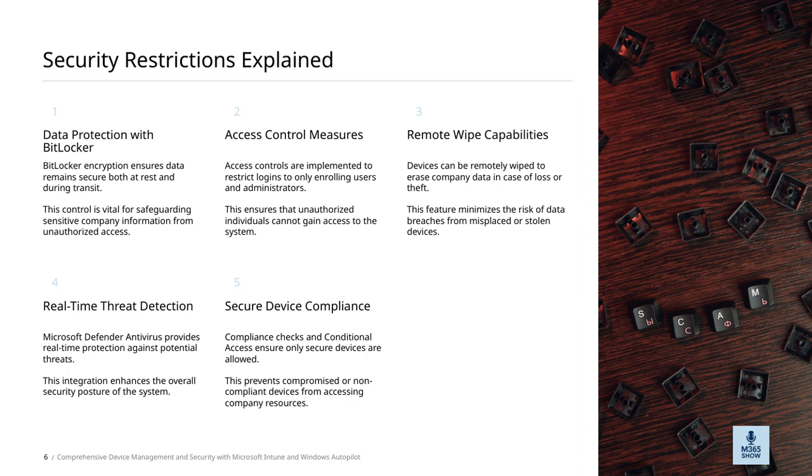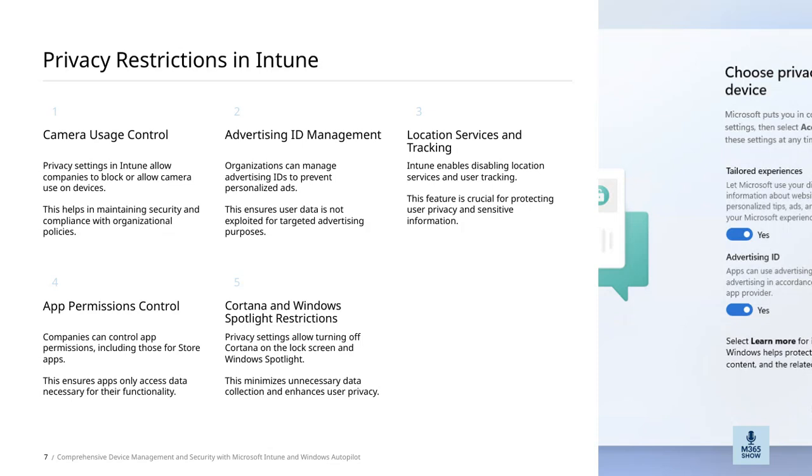Finally, BitLocker encryption plays a key role in data protection. It encrypts data both at rest and during transit, making sure that sensitive company information remains secure, no matter where it is. All these measures work together to create a comprehensive security framework that supports our overall goal of safeguarding our digital environment. Let's take a closer look at privacy restrictions in Intune.